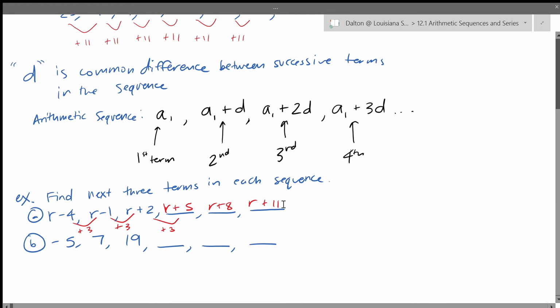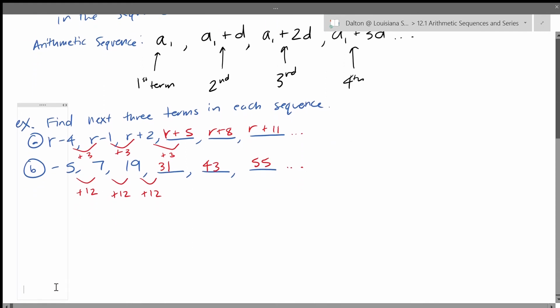In the second sequence, common difference would be 12, right? Negative 5 plus 12 is 7. 7 plus 12 is 19. 19 plus 12 is 31. Plus 12 is 43. Plus 12 is 55. And of course, these can continue even though I ask just for the next 3. And again, it's pretty easy. You find your difference, you apply it to the term in front of it.